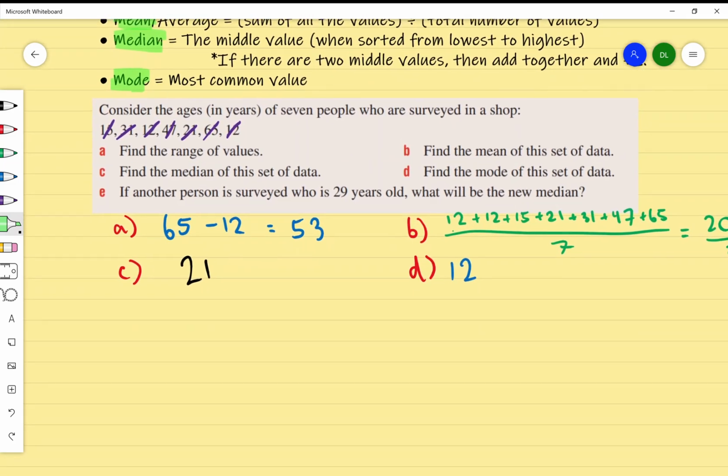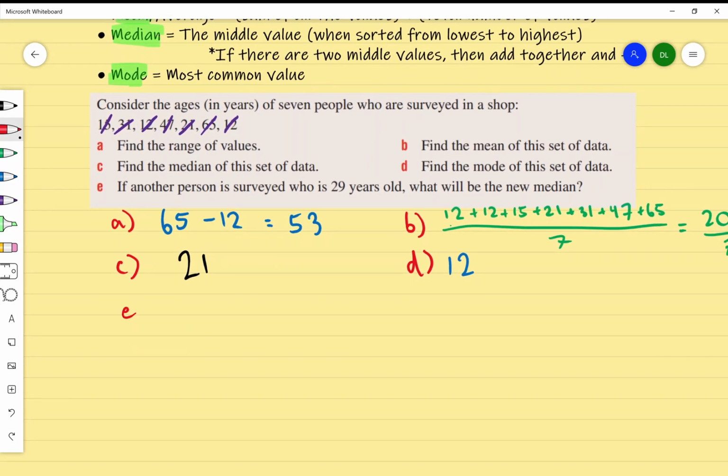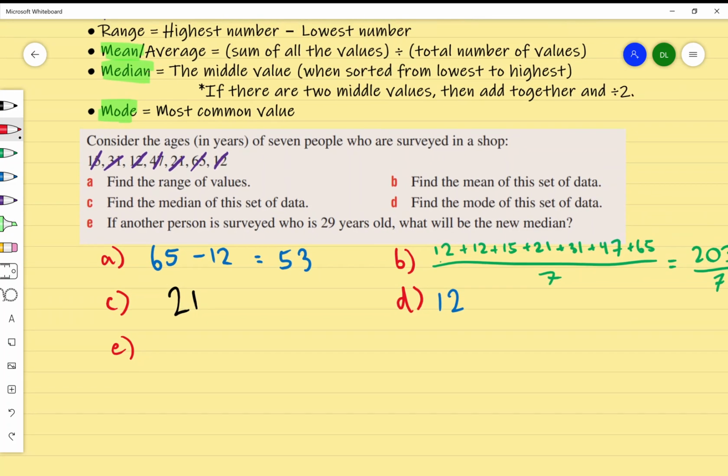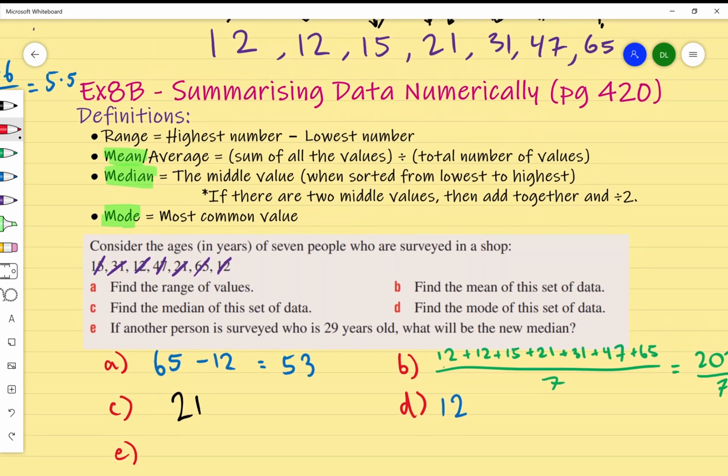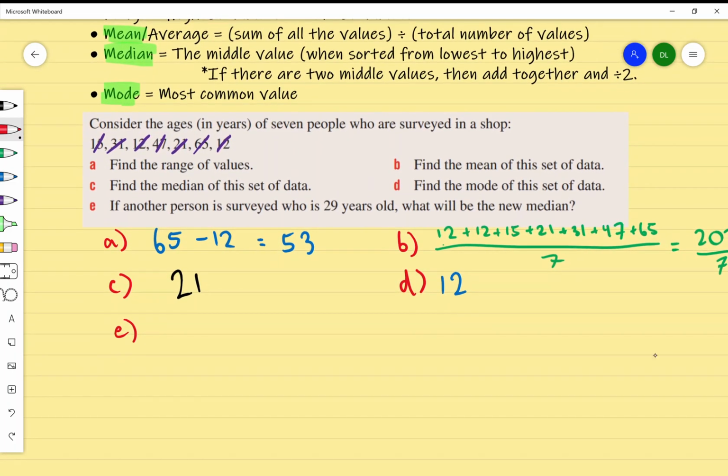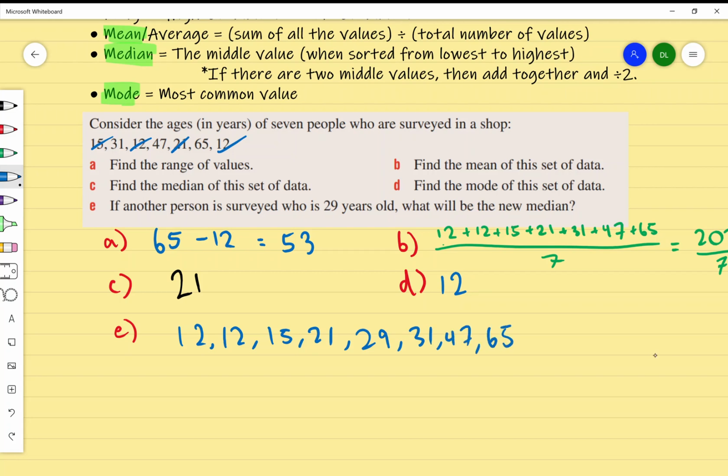Okay, now last example, or last question, E, says if another person surveyed who is 29 entered the store, what will be the new median? So if I've got this example here, I'm going to write my numbers out, but this time I'm going to write 29 there as well. So I've got 12, 12, I'll cross those out, 15, 21, I'll cross those out as well, 29, because that's what we're putting in, and then finally 31, 47, and 65.